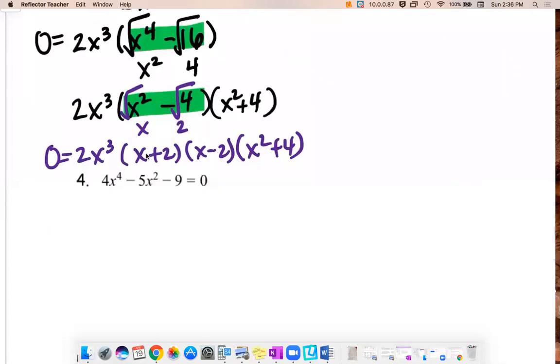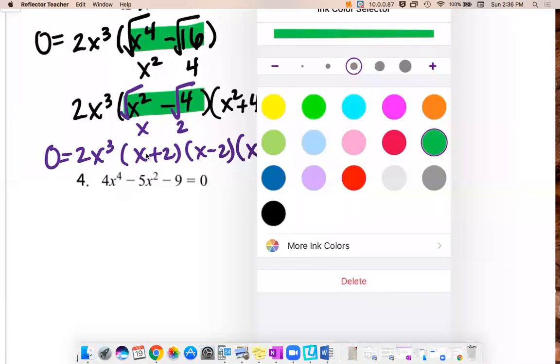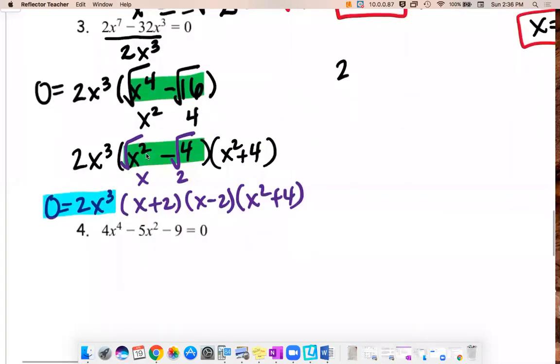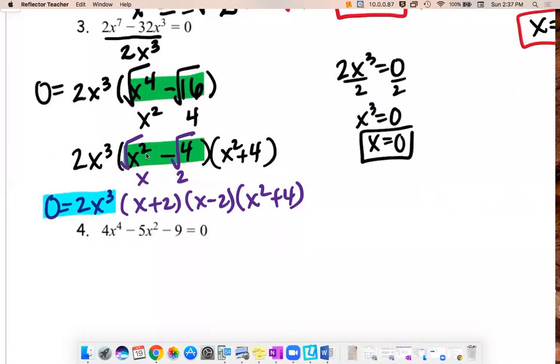So this one was a loaded one, but now we've got it down to everything that we can solve. So what you're going to do is take each of these factors or each of these terms and set them equal to 0 and solve. So let's start with this first one. I'm going to take 2x cubed, and I'm going to set it equal to 0 and solve. So the first thing you would do is divide by 2, x cubed equals 0. Now the only way for this to be possible is if x is 0. So one of my solutions is going to be x is 0.